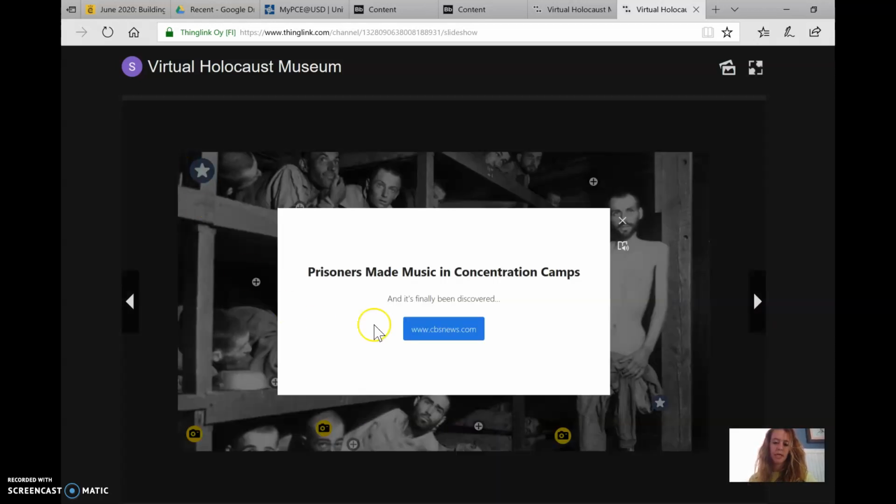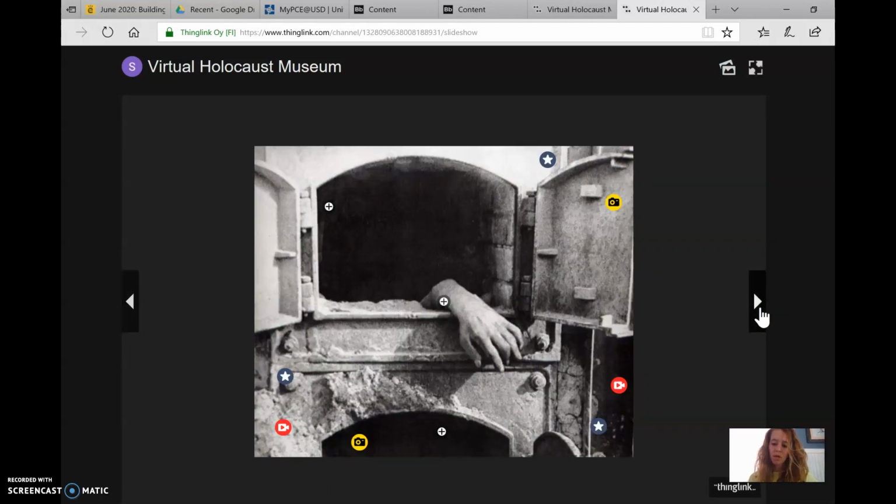There's one more up here. This one's a positive one about how prisoners made music in concentration camps and how those tapes, those recordings are actually being discovered and played again. Really a hard picture to look at, and I've included a couple other pictures that are going to be kind of interesting for you to look at and emotional.